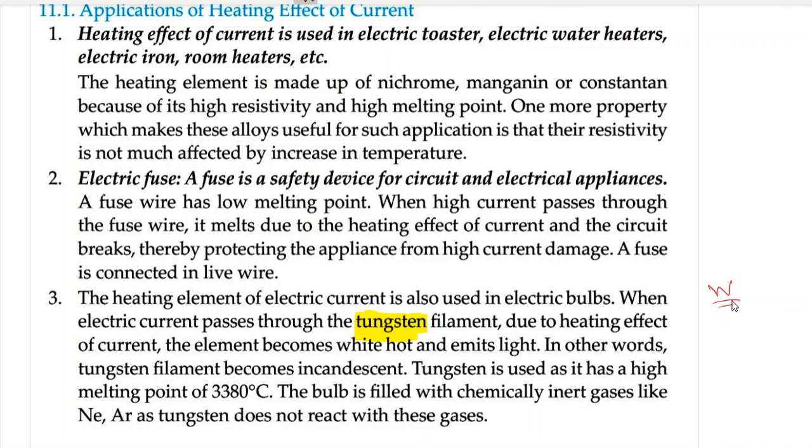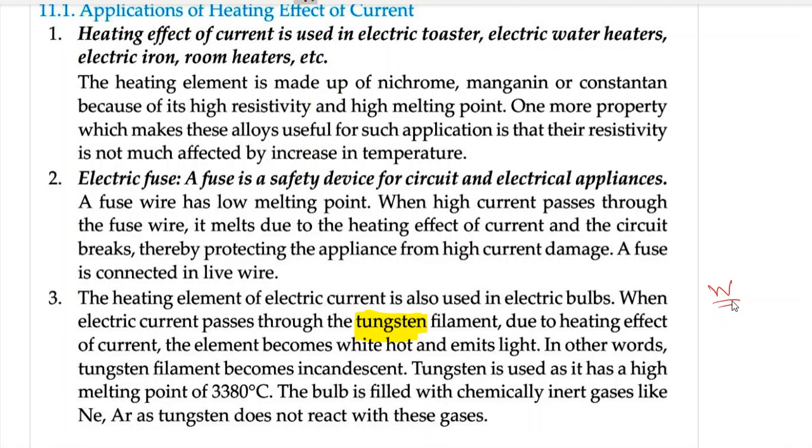So thorium is coated on tungsten, and this thorium coated tungsten filament has a very high melting point. It does not melt easily. It has a melting point of 3380 degrees Celsius. On passing electricity through this thorium coated tungsten filament, it becomes white hot and it emits a lot of light. So first it is heated and then it emits light. So again, this is an example of heating effect of electric current.